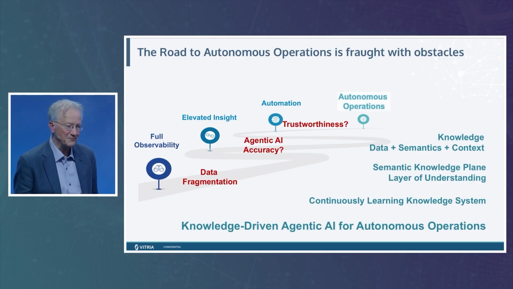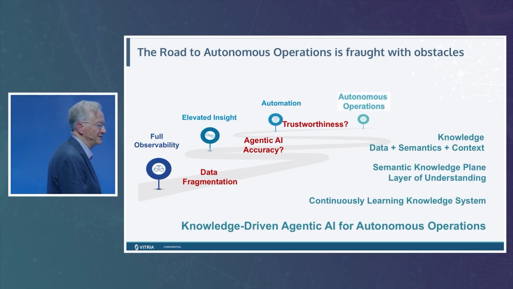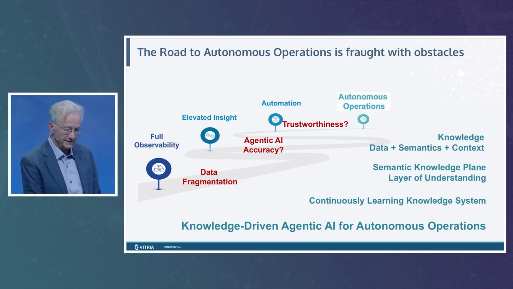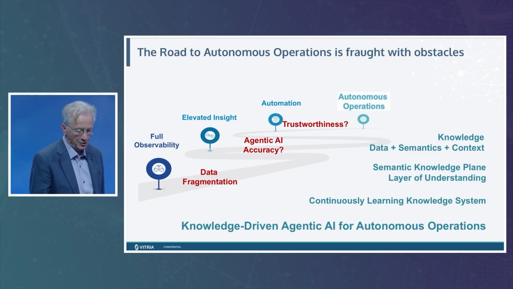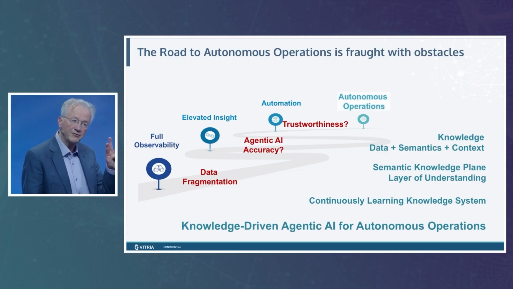So in particular, first, we're all on this journey to autonomous operations, but on that journey, we know there are a lot of obstacles. Data fragmentation's been talked about, and agentic AI accuracy, that was commented on, especially at the end of the session. How do you make them accurate enough to trust what they're doing? And that trustworthiness has to be essential. So today I'm going to talk about 3 things.